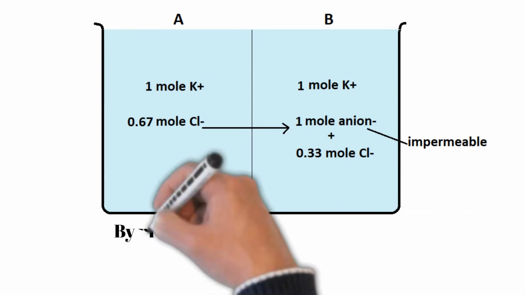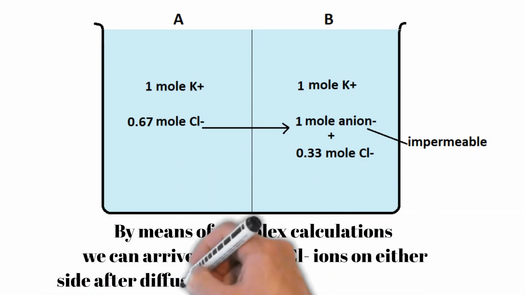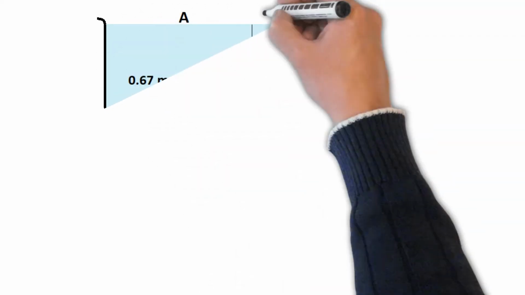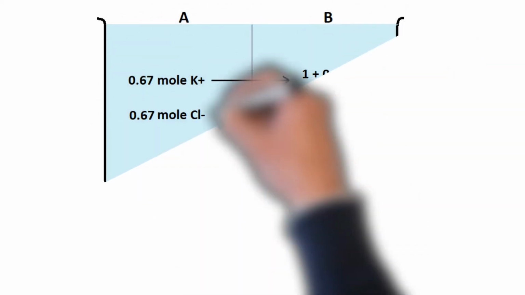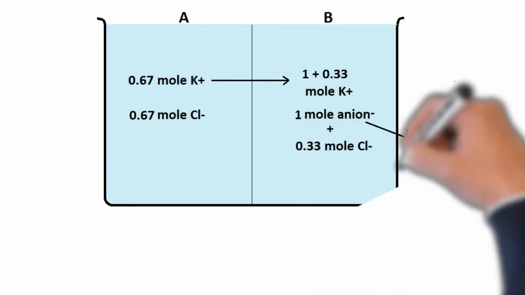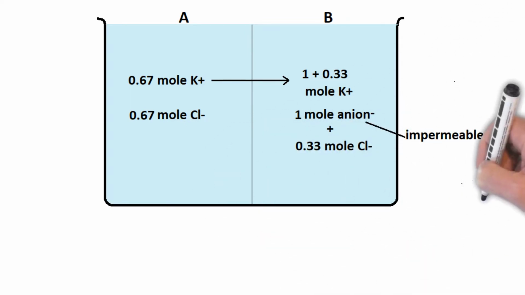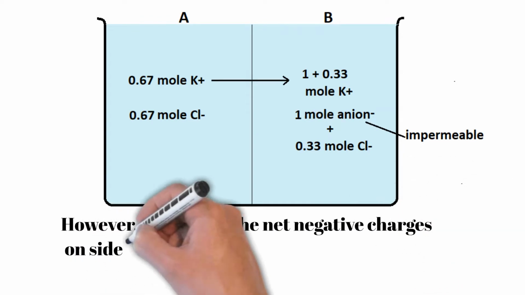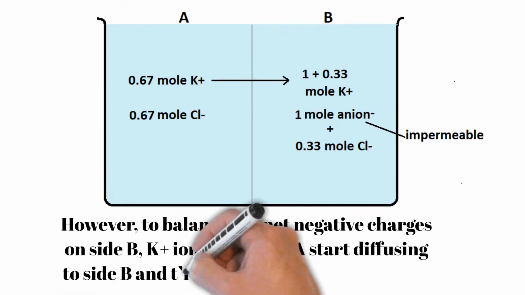Now, this initial movement of chloride ion will generate a negative electrical potential in B, leading to a subsequent diffusion of potassium ion from side A to B. Hence, an equimolar amount of potassium ions will have diffused to side B to balance the net electric charge.